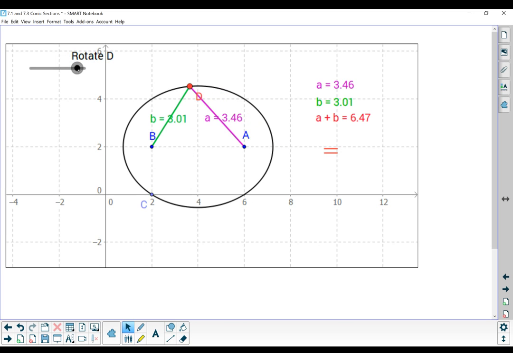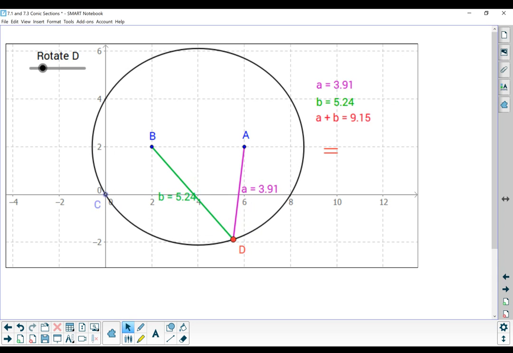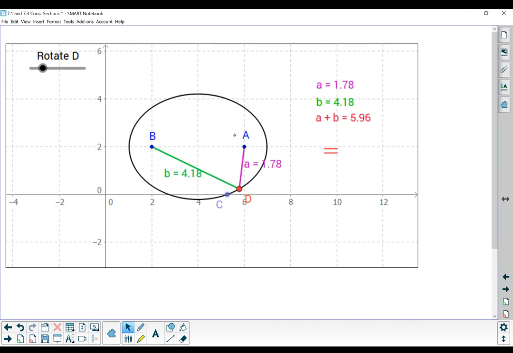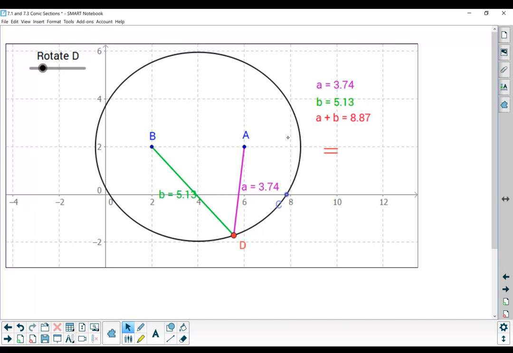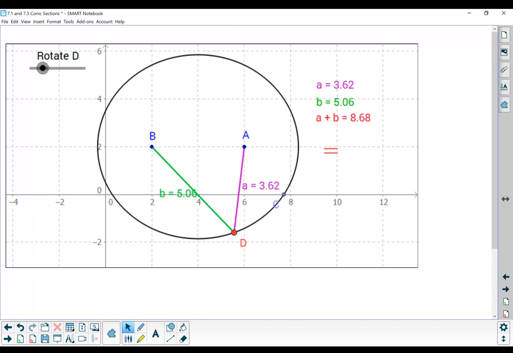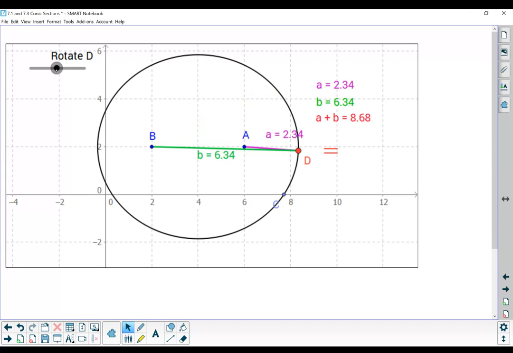And if I move that point around, it always adds up to 6.47 for this particular ellipse. So as A is getting shorter, B is getting longer. As B is getting longer, A is getting shorter, but always their sum is the same. And if you change the size of the ellipse, that distance is different for each ellipse. So for a big ellipse, that distance A plus B might be 8.6. But for that particular ellipse, once I have it set up, the distance A plus B is constant.